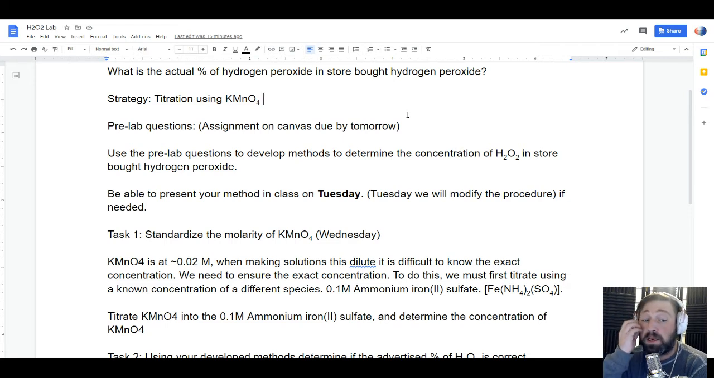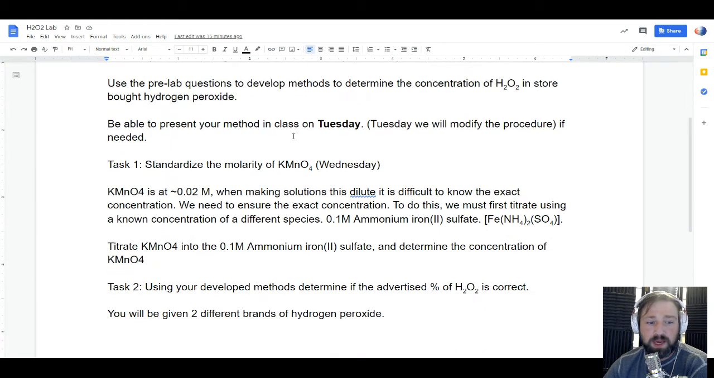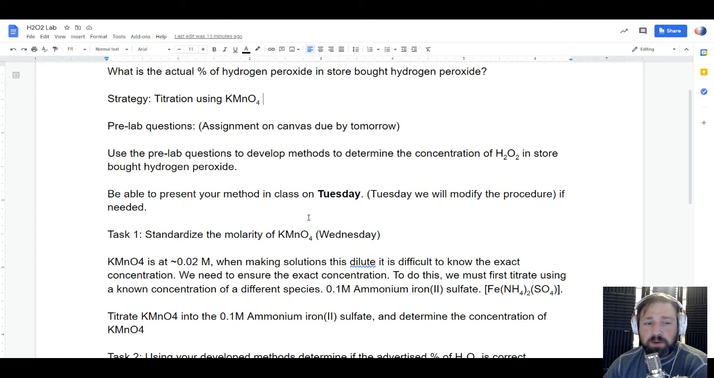Now, there's going to be one big hiccup. Well, let me go back. So you're going to be modifying these procedures. You're going to be talking about it, developing it. One thing you might want to do is, one big thing about titrations is the end point. The end point is something that happens that we can see, that we can measure and say, okay, the reaction's done.